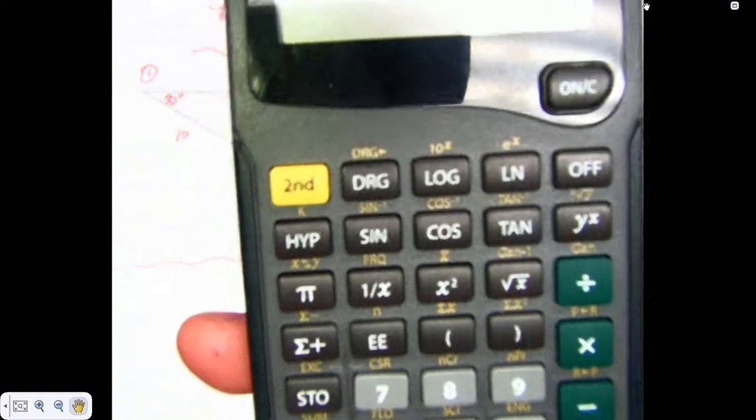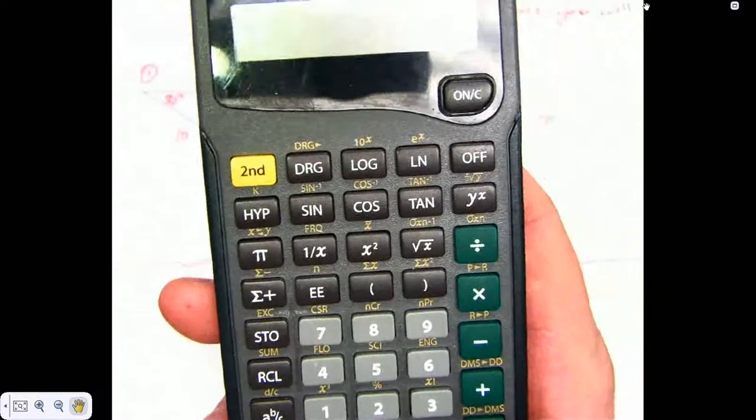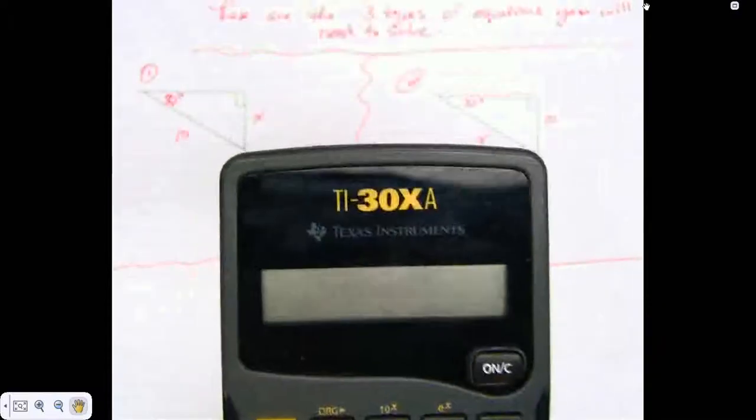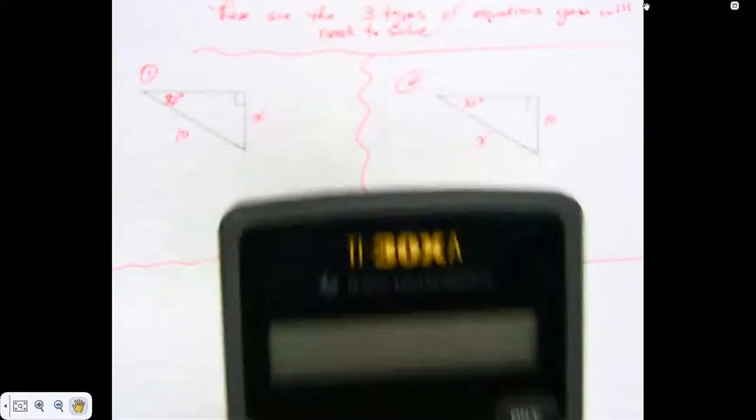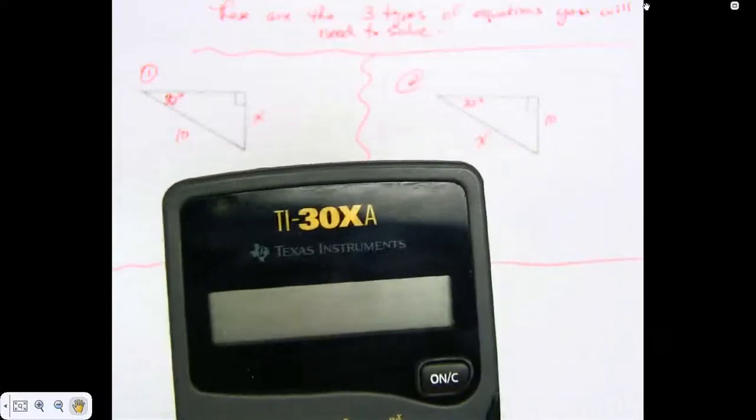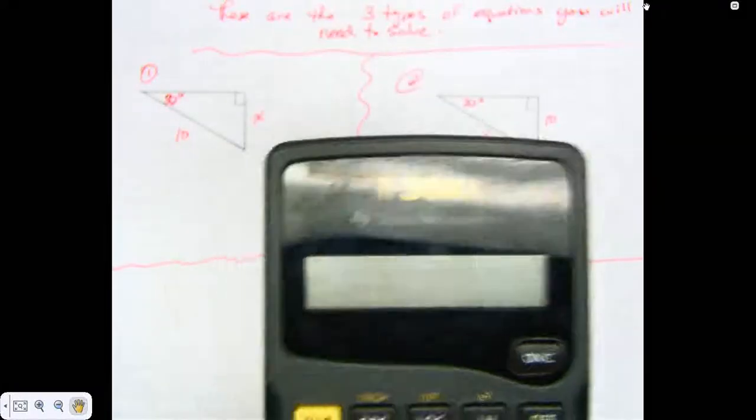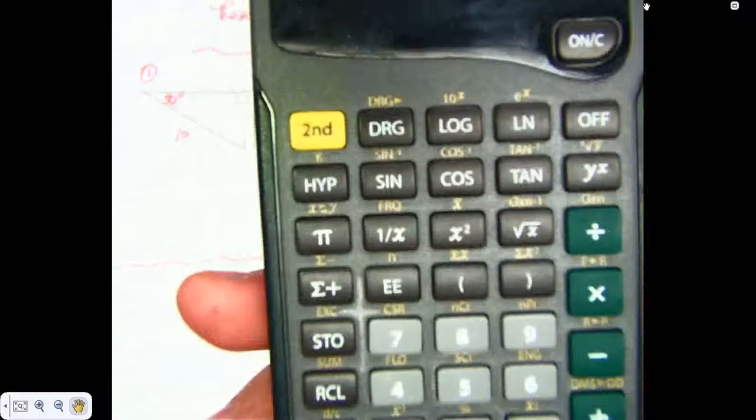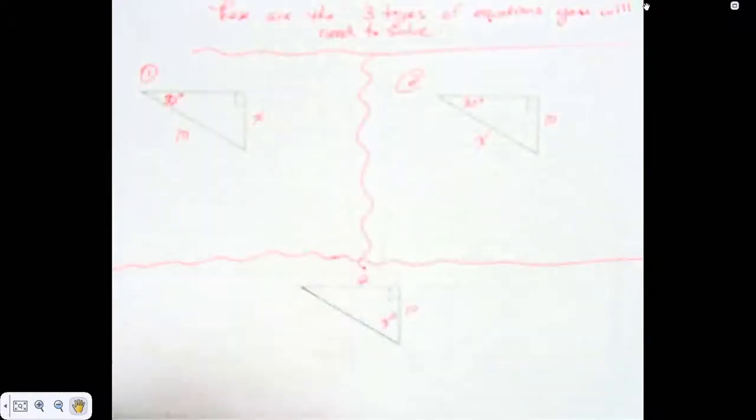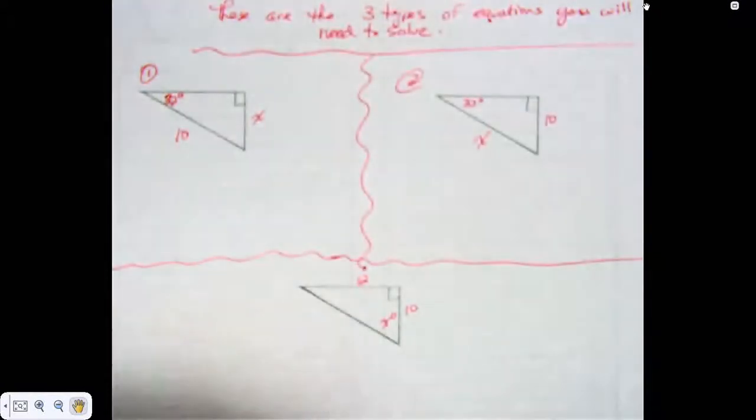It doesn't matter. You're going to solve tangent of 30 degrees equals x over 10 the same way you're going to solve sine of 30 degrees equals x over 10. The only thing that's going to change is what button you push at the end. And you'll see what I mean here in a little bit. Now, first of all, get your calculators out and let's talk about these calculators and how you do this.